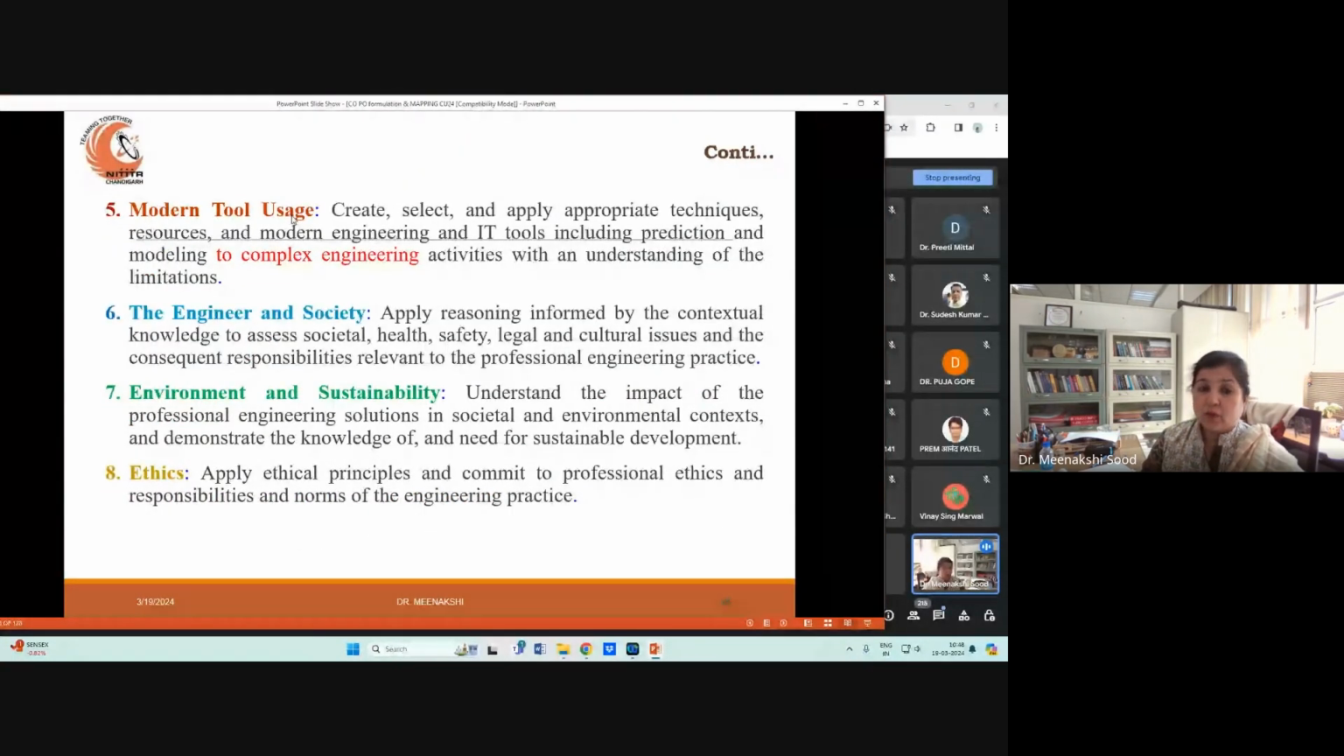So the first five are more into that. The next seven cater to the overall development of the student, the holistic development of the student. So it is the engineer and society: how the knowledge gained by the engineer is going to be used for society, for health, for legal and cultural issues, how it is going to help the environment, and how he can demonstrate his knowledge for sustainable development, and ethics, professional ethics, right?